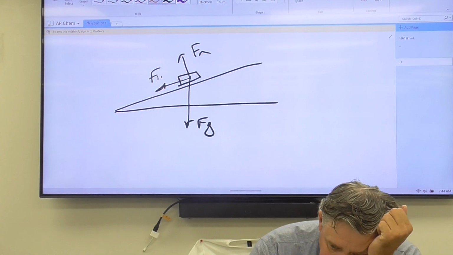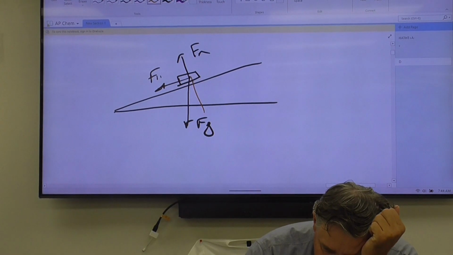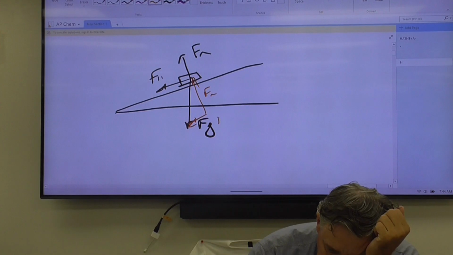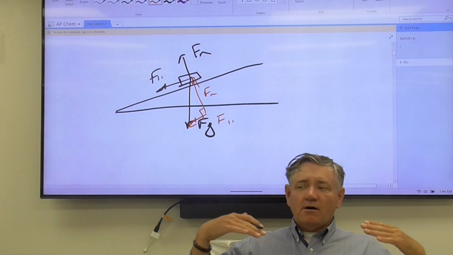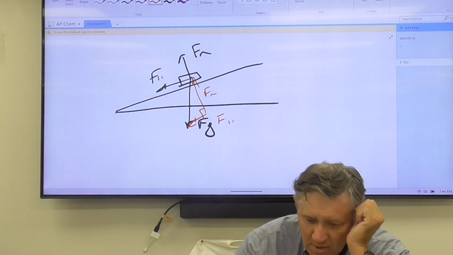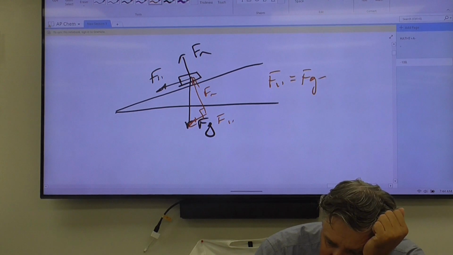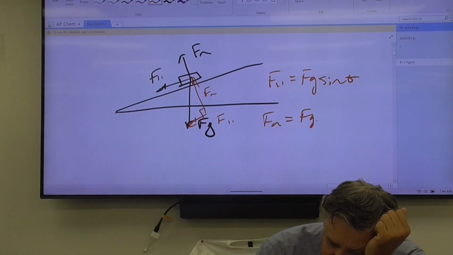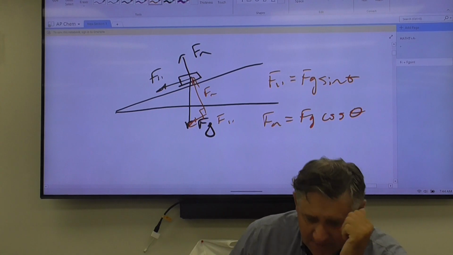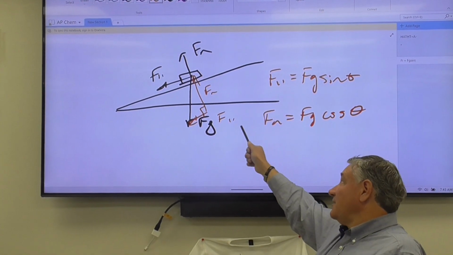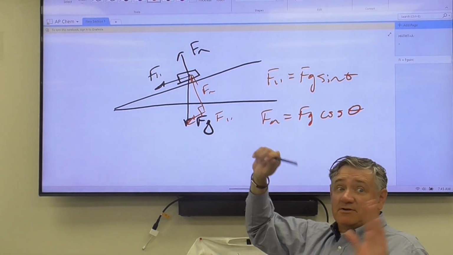So that's why a lot of times you'll see it drawn like this, where there's your force normal, there's your force parallel. That makes that a right angle. Now it makes the trig easy to see, where you can go, oh, force parallel is the side opposite, so that's going to be FG sine theta, and force normal is going to be FG cosine theta. Okay? So that's the pure way to do it. That's the trig way to do it. I don't care, pick one.